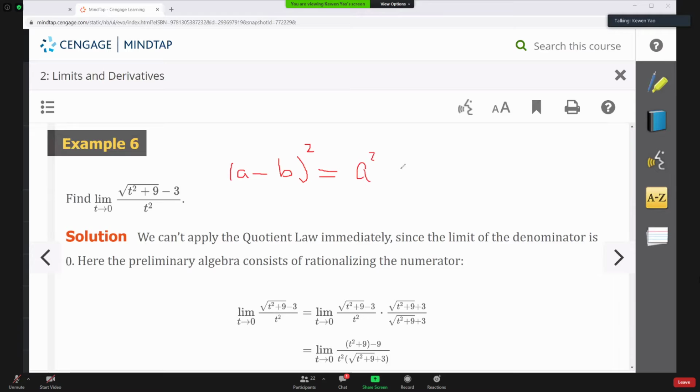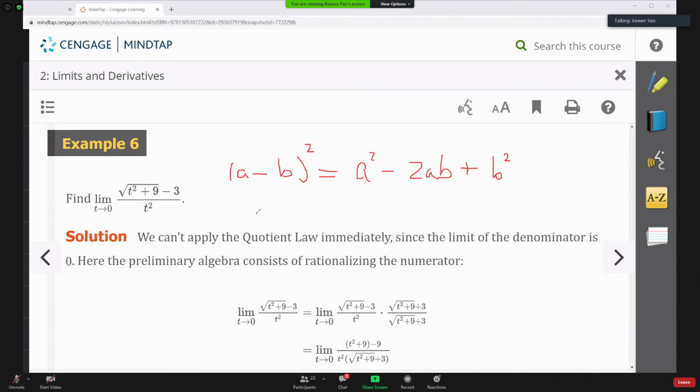A squared minus 2ab plus b squared. That's the right formula. Please remember this. We have to use the formula many times. So a minus b squared is a squared minus 2ab plus b squared.